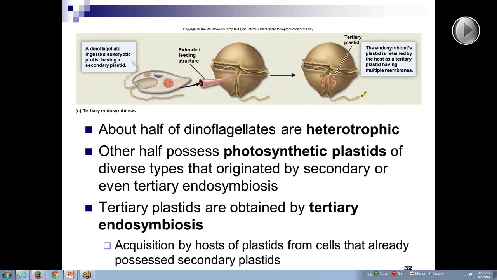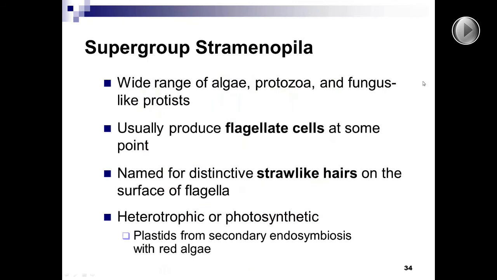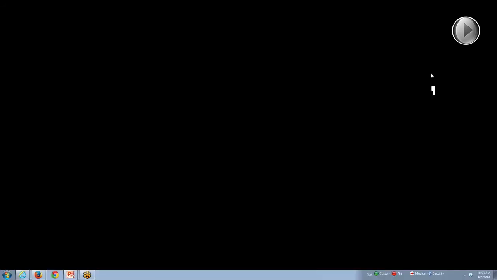So again, in tertiary endosymbiosis, we're just consuming a cell that already has a secondary plastid inside of it. And so you get lots of layers here. That's just about as high as we go. It's kind of like the Russian doll thing. Have you ever seen that? This would be like the big Russian doll, with a small Russian doll inside that, etc. Again, here's the big picture. We'll continue on, and now let's move on to the stramenopiles.